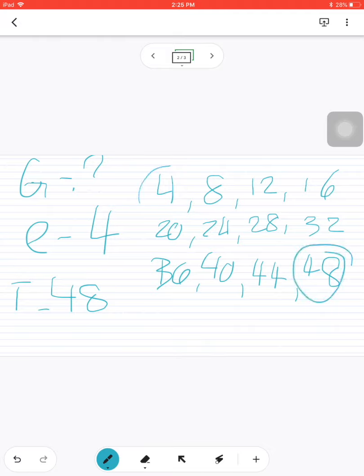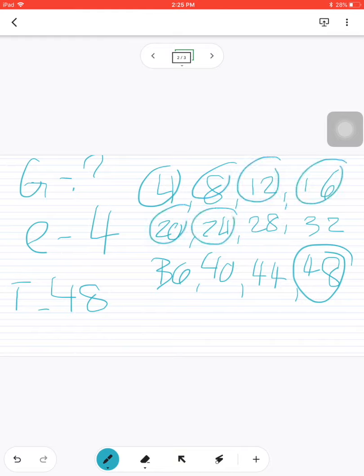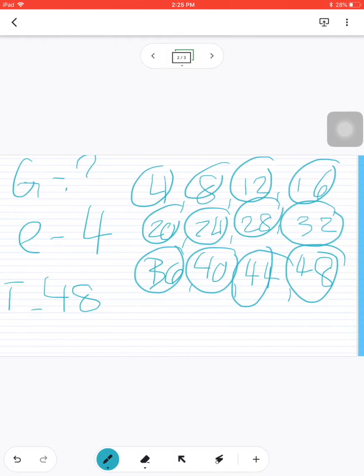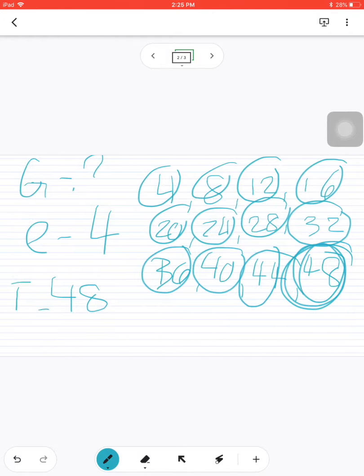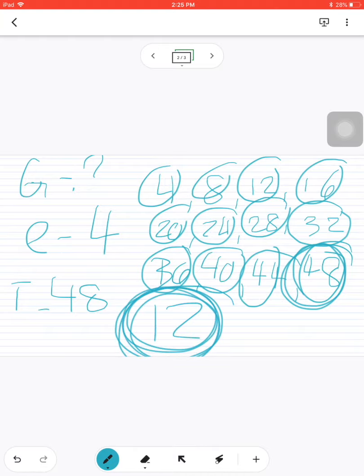How many groups? Let's see. We've got 1, 2, 3, 4, 5, 6, 7, 8, 9, 10, 11, 12. We've got 12 groups. 12 is our answer for this problem. Now I'm going to check my work.